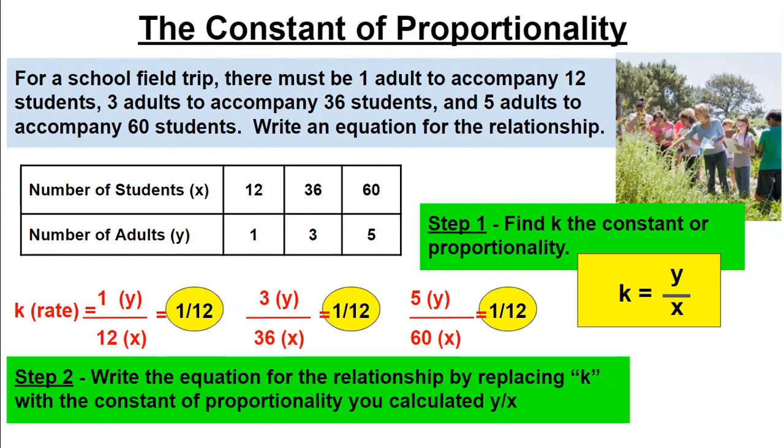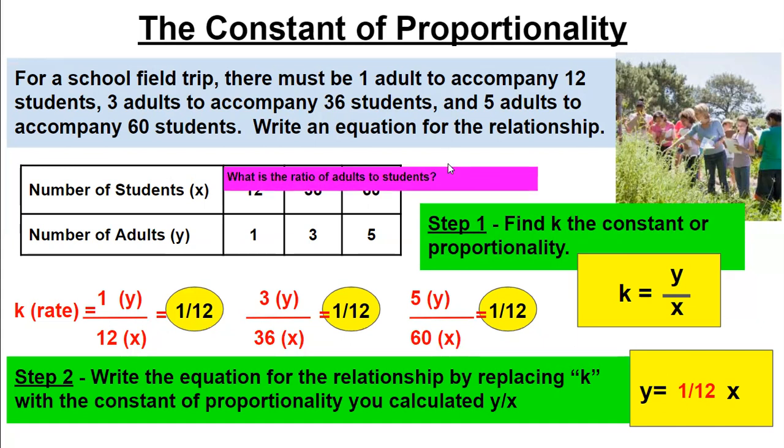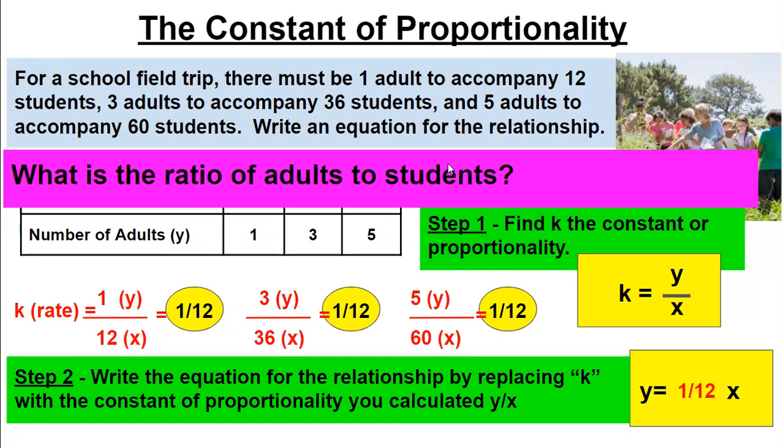Write an equation for the relationship by replacing K with the constant of proportionality. So y equals kx. Well, we're going to plug in 1/12, our K. So we're going to put it in right there instead of K. There it is, y equals 1/12x. That is the equation for this relationship. What is the ratio of adults to children? The ratio is 1 adult per every 12 kids.